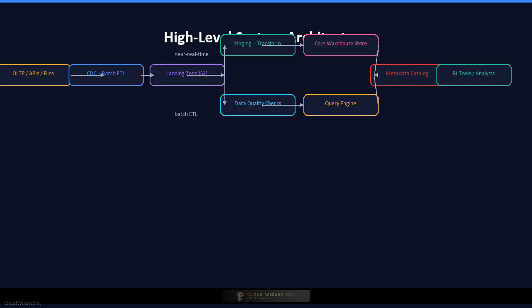A transformation layer applies business logic, runs data quality checks, and writes clean, modeled data into the core warehouse storage layer, which uses a columnar format such as Parquet or ORC, organized into fact and dimension tables. A query engine layer, Redshift, BigQuery, Snowflake, or Trino, executes SQL queries against the storage. A metadata and catalog service tracks schemas, lineage, and statistics. BI tools and analysts connect through a SQL gateway.